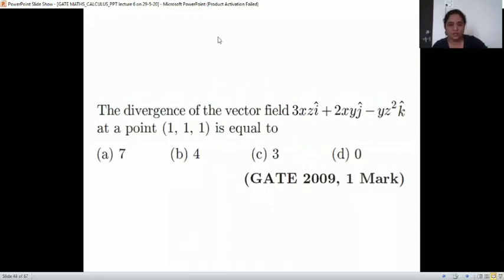Here is the next question. The divergence of the vector field 3xz i bar plus 2xy j bar minus yz square k bar at the point 1, 1, 1 is equal to del dot f bar at point 1, 1, 1. Option C. Okay. Anyone else?